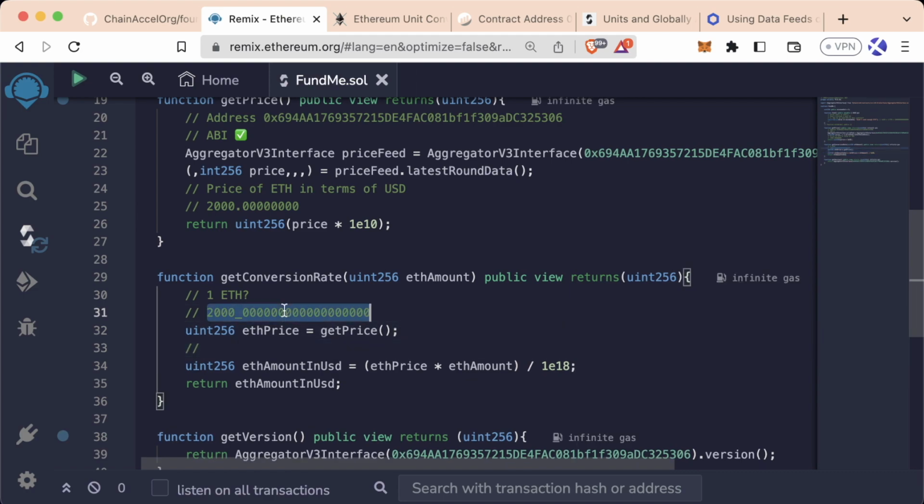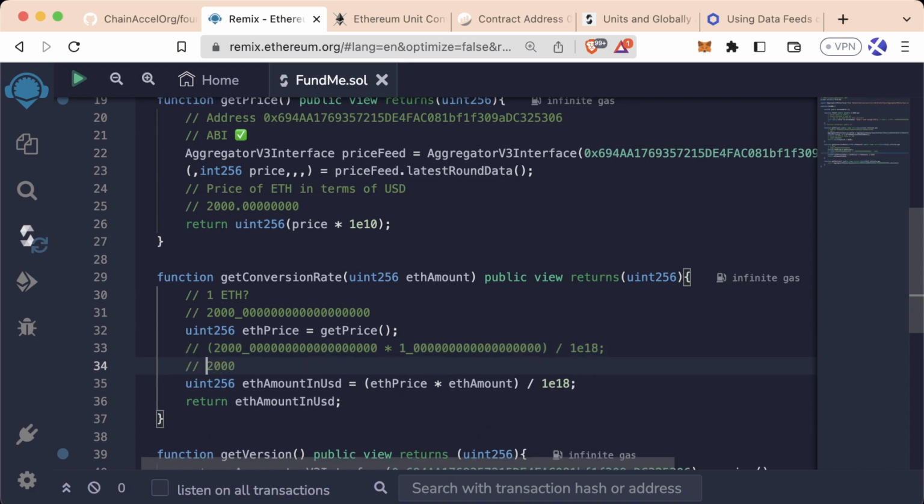So that means we're going to do this 2,000 with 18 decimal places times 1 ETH, which is going to be 1 with 18 decimal places. We're going to multiply those together. And then since we're going to get an additional 36 zeros, we just divide by 1e18. And that's how we would get $2,000 equals 1 ETH. It's going to be 2,000, of course, with 18 decimal places. One of the good reasons for using whole numbers in Solidity is that it's not possible to have decimal places, so we don't lose any precision, which is really good.